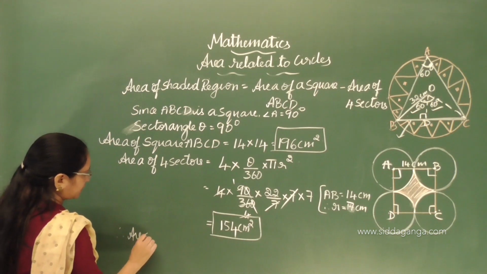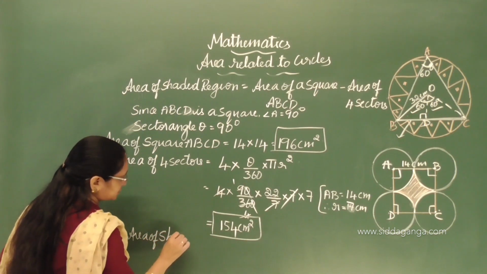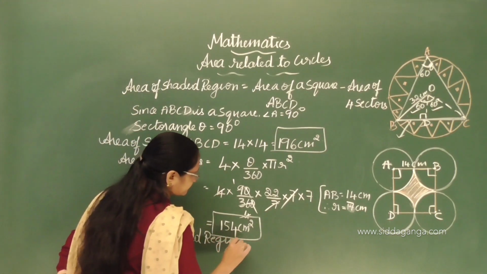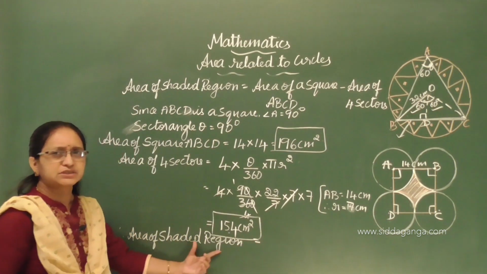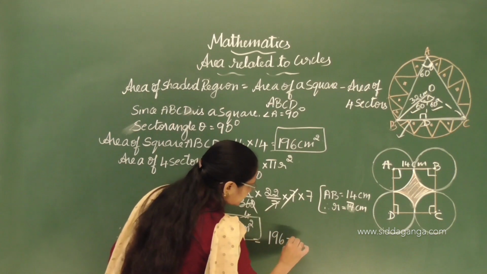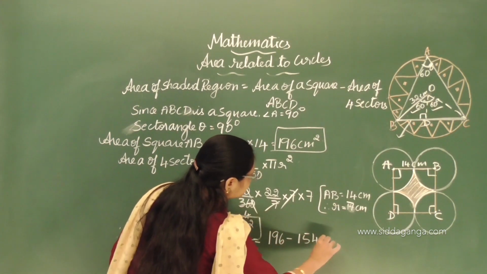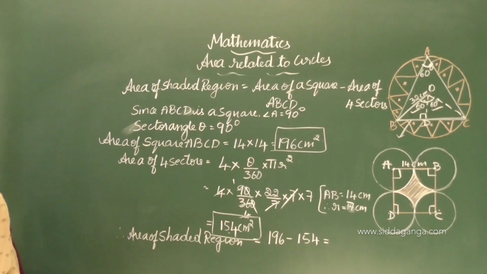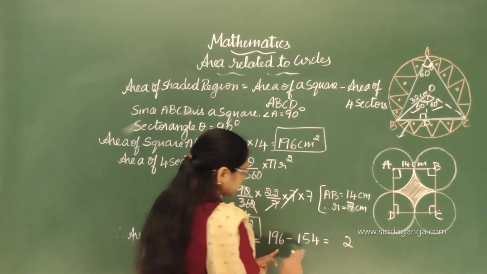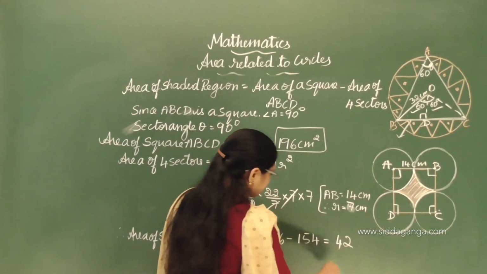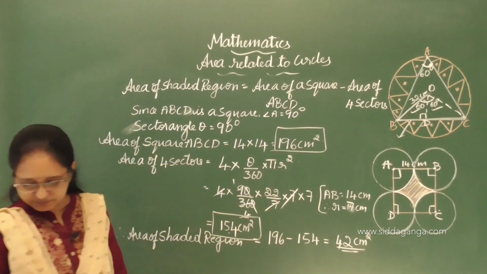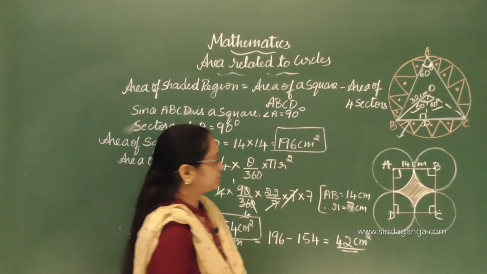Therefore, area of the shaded region is equal to 196 minus 154. 6 minus 4 is 2, and 9 minus 5 is 4. 42 centimeter square. This is the answer, 42 centimeter square.